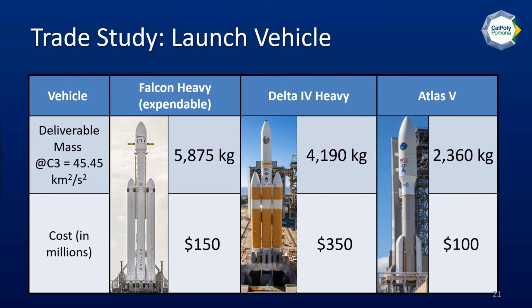3 candidates were chosen as possible launch vehicles. The 3 vehicles are the Falcon Heavy Expendable, the Delta IV Heavy, and the Atlas V. As can be seen, the Falcon Heavy has amazing costs and a deliverable mass at our selected C3 of 45.45 kilometers per second squared. The Delta IV Heavy has an expensive build cost and will only get about 4,100 kilograms of payload up. However, it has a stellar track record for launches. Finally, the Atlas V has a very low cost to build. However, it can barely lift even half the mass we need to launch to Ceres.